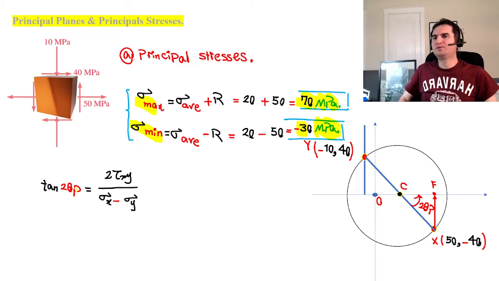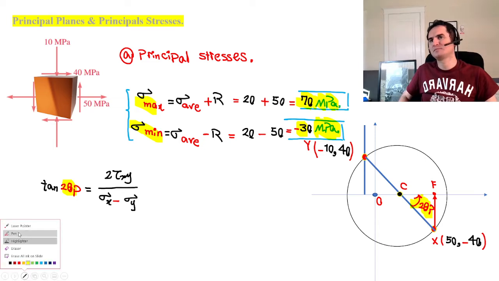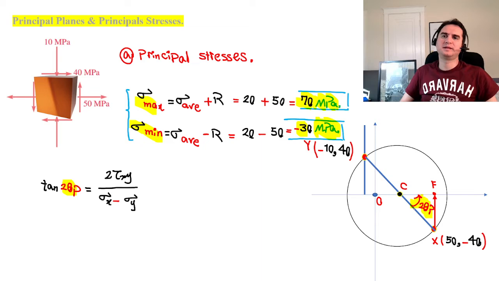And if you want to know the tangent of 2 theta p, if you call this angle 2 theta p, which is theta of principal, if this is sigma max, and this is our original plane. So by an angle of 2 theta p, it just gets us to sigma max. So tangent of 2 theta p is CF, which is sigma x minus sigma y over 2.